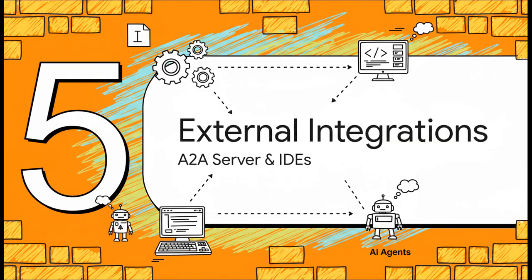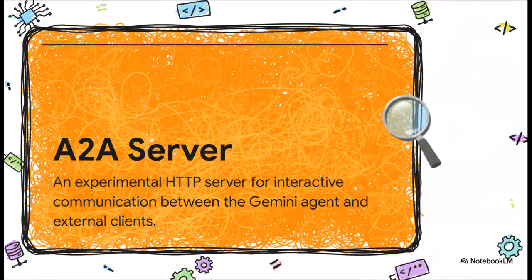This next section is all about how the CLI communicates with external systems. This is pretty essential for providing context-aware AI help, and it includes things like the A2A server and direct IDE integrations. A really key component for integration is the experimental application-to-application server, or A2A server. It provides a dedicated HTTP interface that allows external applications, like an IDE, to set up a persistent, interactive communication channel with the Gemini agent while it's running.